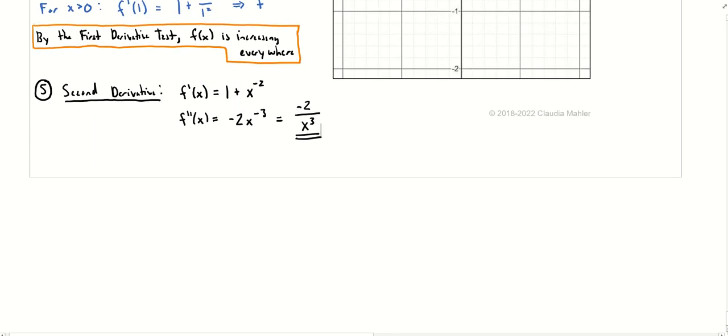So I'm just going to keep going here. I'm sorry, we're a little bit off the page. So first thing I'm going to do is set my second derivative, negative 2 over x cubed, equal to 0, and solve for x. And this is specifically to find possible inflection points.